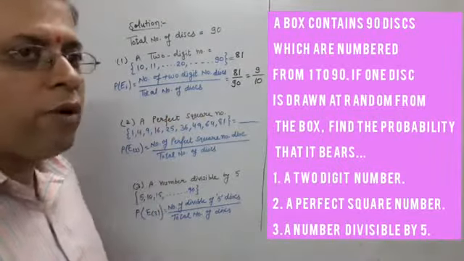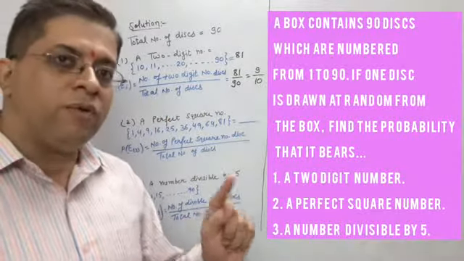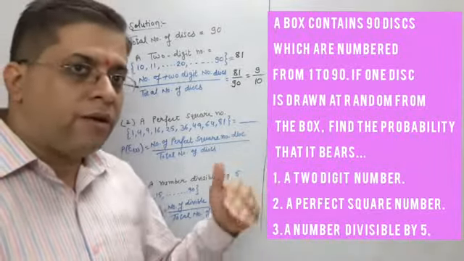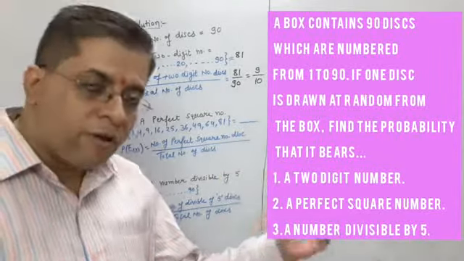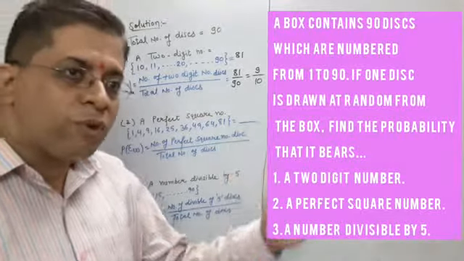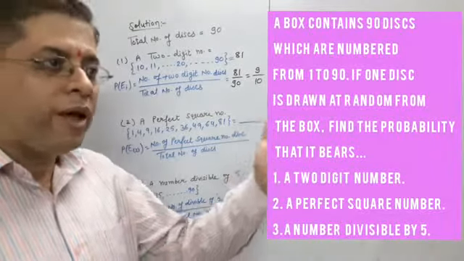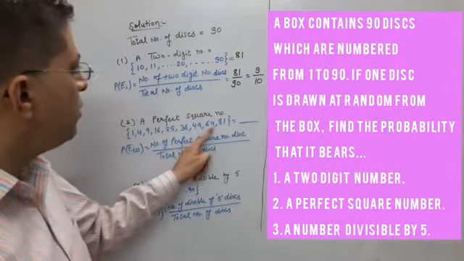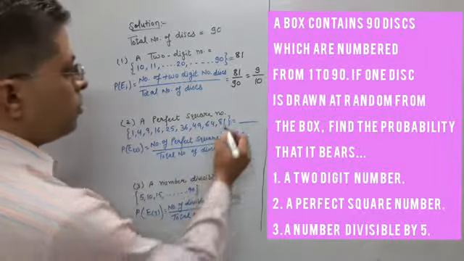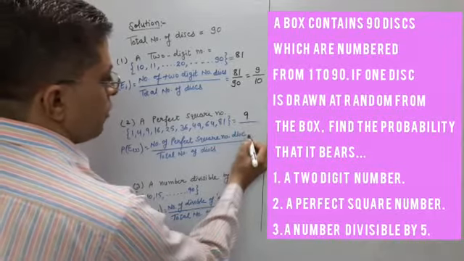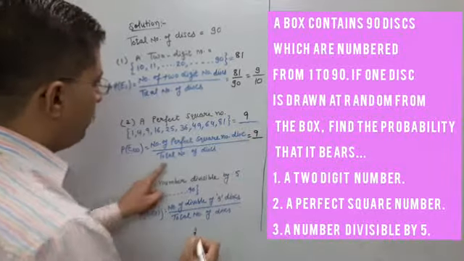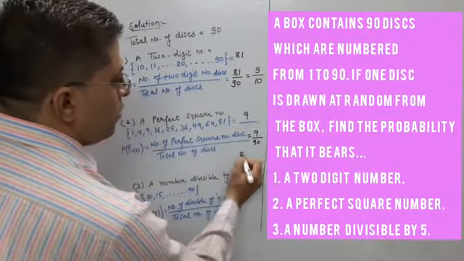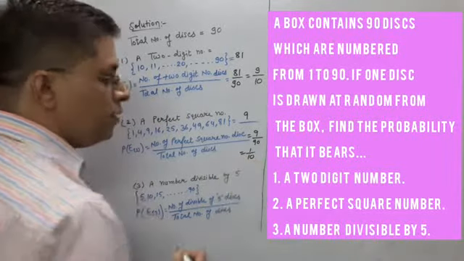Now come to the second. A perfect square number. Perfect square number means 1, 4, 9, 16, then 25, then 36, 49, 64, 81. 1, 2, 3, 4, 5, 6, 7, 8 and 9. Total 9 numbers are there. Okay, 9. And total number is how many? 90. 9 upon 90, this is 1 upon 10.